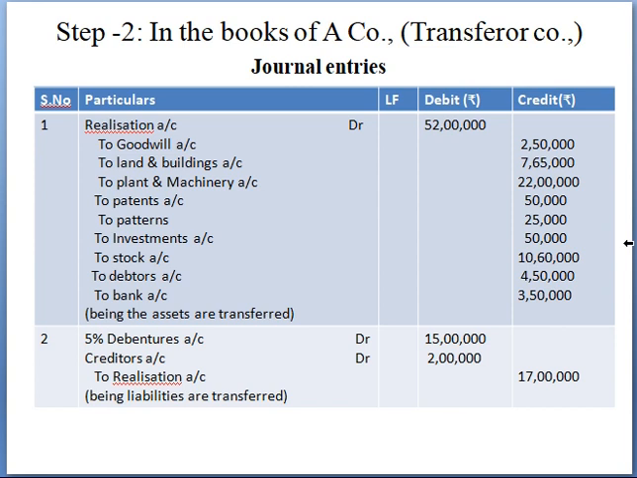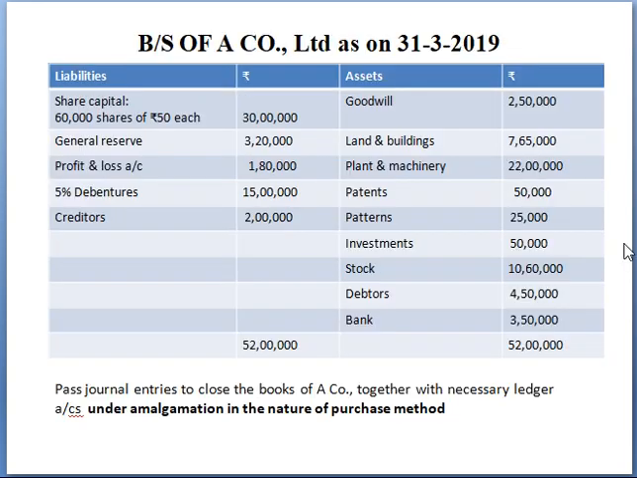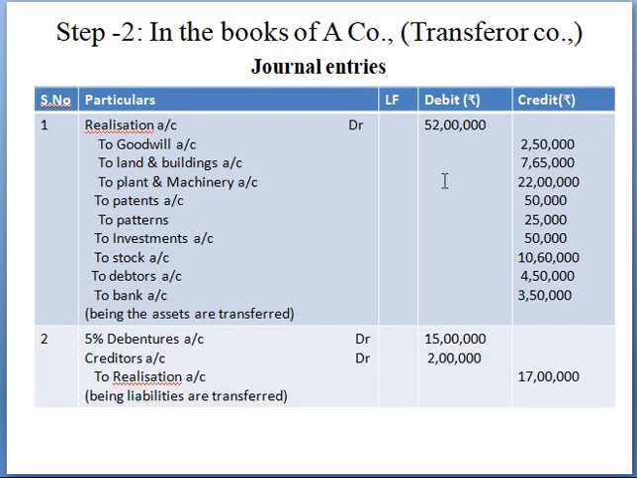Your entry is realization account debit, to write all the assets given in your question. So realization account debit 2, goodwill account 2,50,000, land and building 7,65,000, plant and machinery 22 lakhs, patent 50,000, patents 25,000, investment 50,000, stock 10,60,000, debtors 4,50,000, bank 3,50,000. Right? That is your first entry.